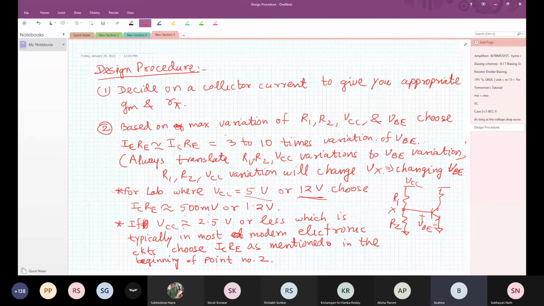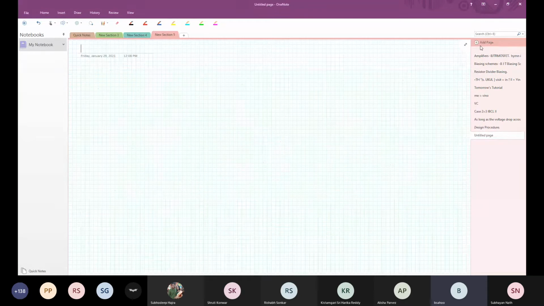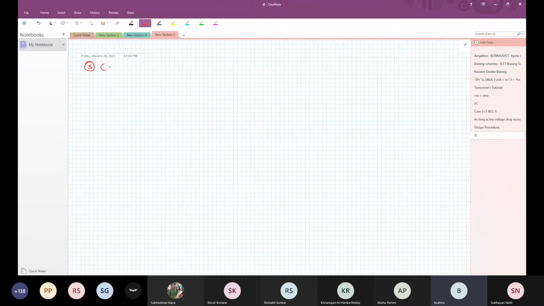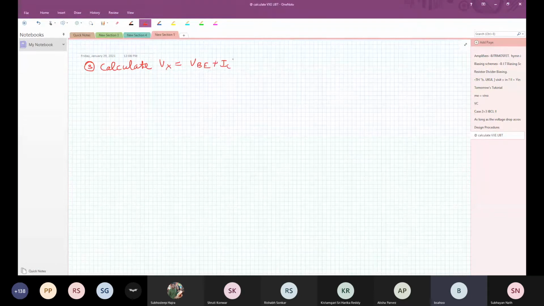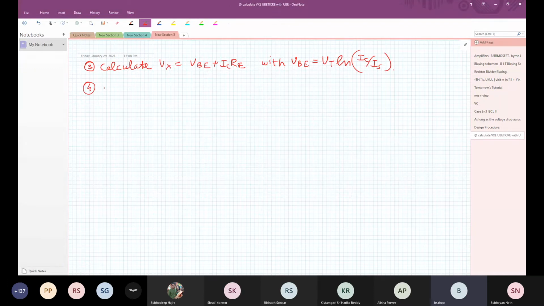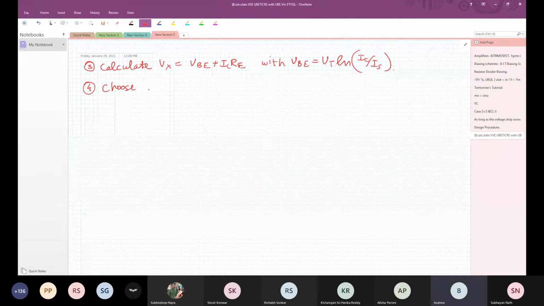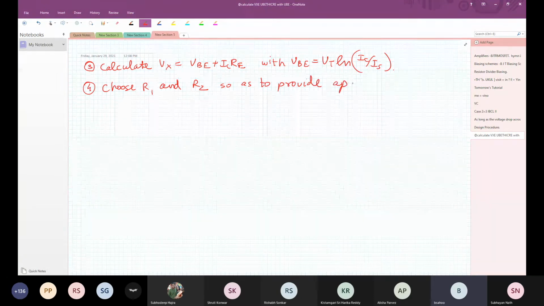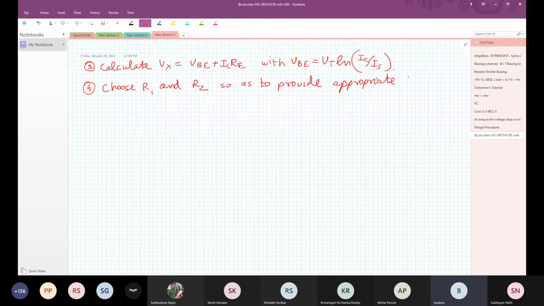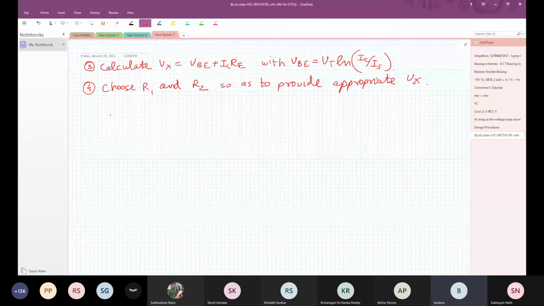Now you do this, and after this, point number 3: calculate Vx equal to VBE plus ICRE, with VBE equal to VT ln(IC/IS). Then 4, choose R1 and R2 so as to provide the appropriate Vx. So this is how you are going to design it.